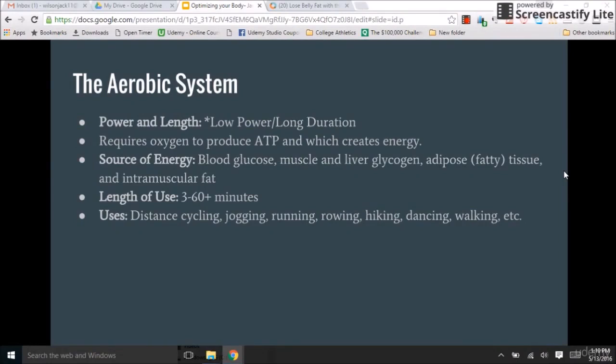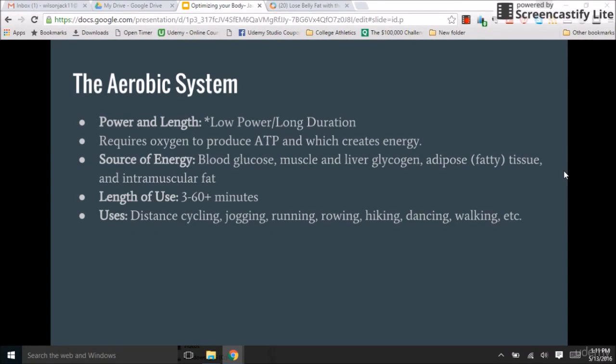And then you have your aerobic system, which is commonly used by people. It's probably the most commonly used system that you'll see with most people who are exercising, who are out riding a bike, running, taking a walk, things like that. These are your low power, long duration forms of exercise. This does require the presence of oxygen to produce ATP for energy. And the source of energy for the aerobic system comes from blood glucose, muscle and liver glycogen, adipose fat or fatty tissue, and intramuscular fat, so fat within your muscle tissue.